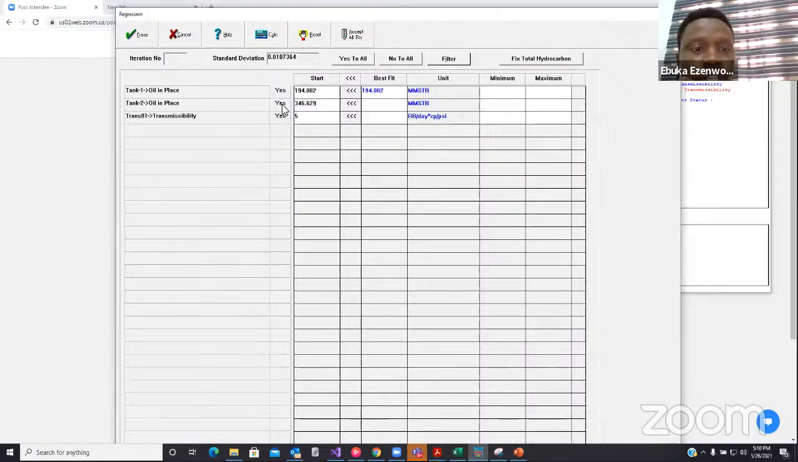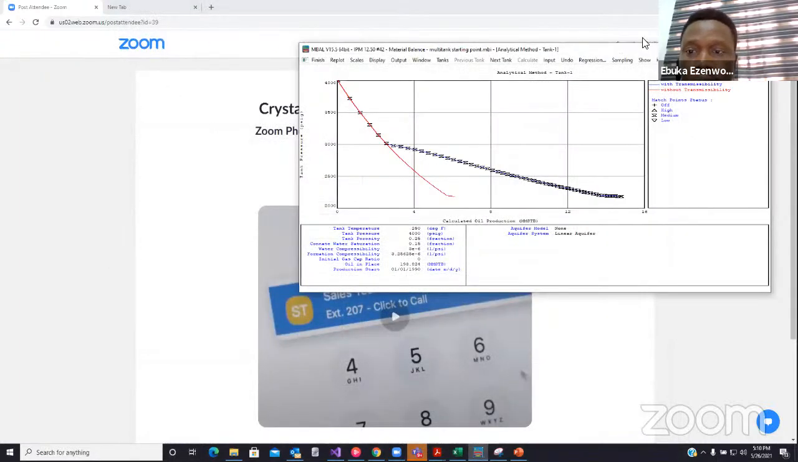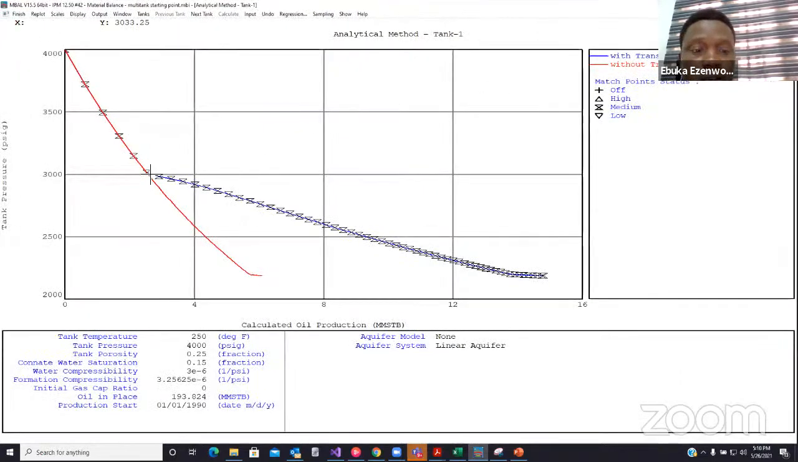And then I'm going to also readjust, like I said, since fluid is moving from tank 2 to tank 1, of course, the STOIP is definitely going to change. So at this point, I will now do my regression and then get my results. Initially, it was 194, but after the total regression, it's dropped down a little bit to 193.8. And this is the STOIP for the initial tank, and this is the rate of my transmissibility. And then I key into the solution. And at this point, I was able to get a match.